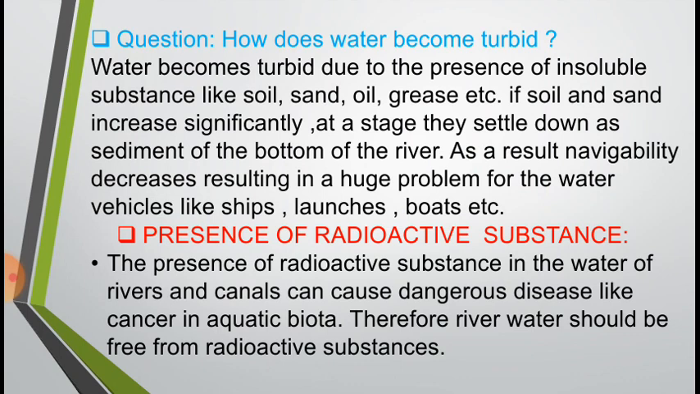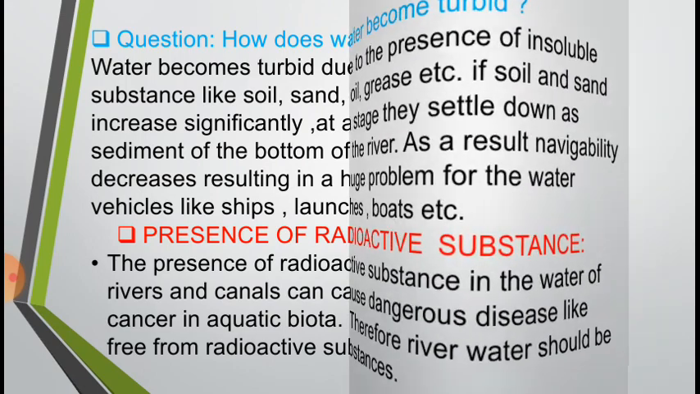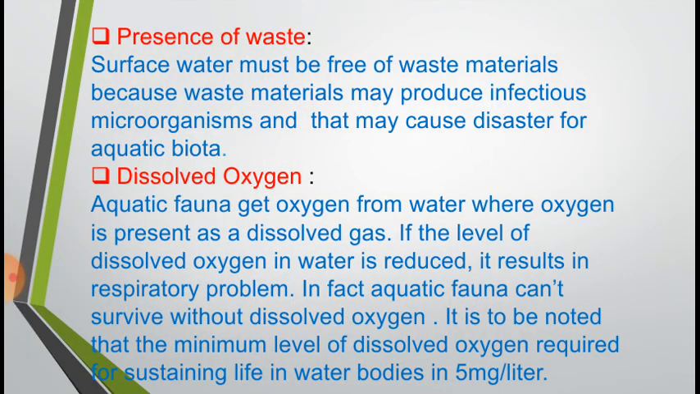Presence of radioactive substance. Radioactive substance is very dangerous. The presence of radioactive substance in the water of rivers and canals can cause dangerous diseases like cancer in aquatic biota. Therefore, river water should be free from radioactive substances. Presence of waste. Surface water must be free of waste materials because waste materials may produce infectious microorganisms, and that may cause disaster for aquatic biota.